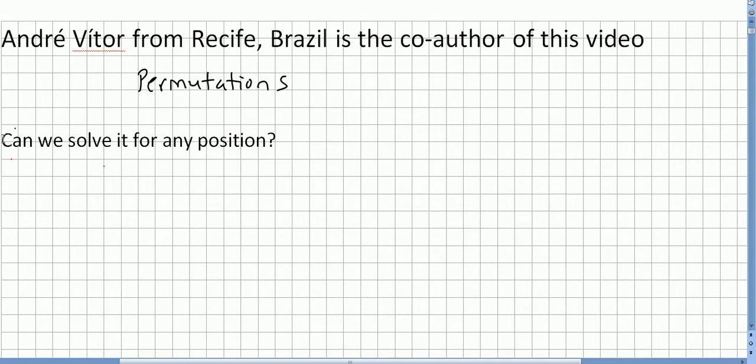Now we have a very simple question. Can we solve this for any position? Well, there is a history behind this puzzle, and I'm not going to tell all this story, how it began and all that sort of thing, but only we are going to see the steps for the solution.